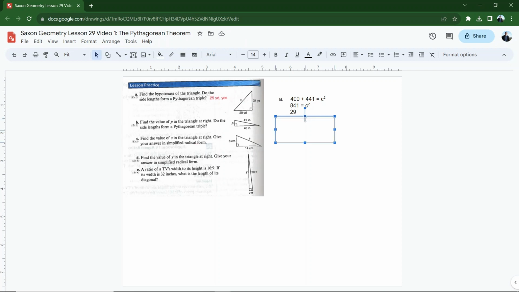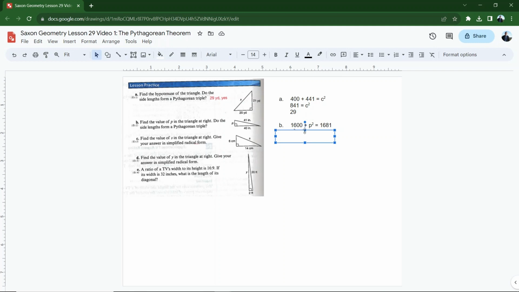All right, letter B. Find the value of P in the triangle. Here again, I'm going to do the same sort of thing, but look at how this setup is a little bit different. Notice that because P is a leg and not the hypotenuse, it doesn't go on a side by itself like it did in the previous one. So it's going to be 1600 plus P squared. 40 squared plus p squared equals 41 squared.